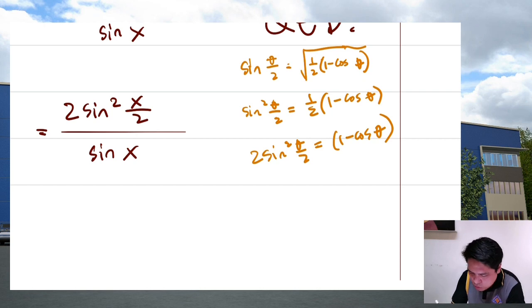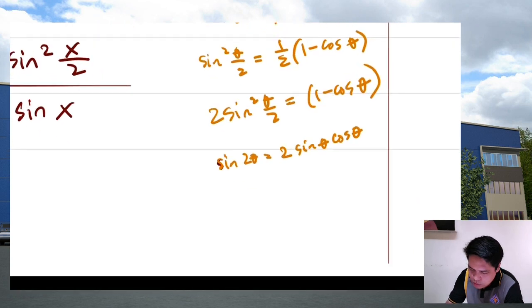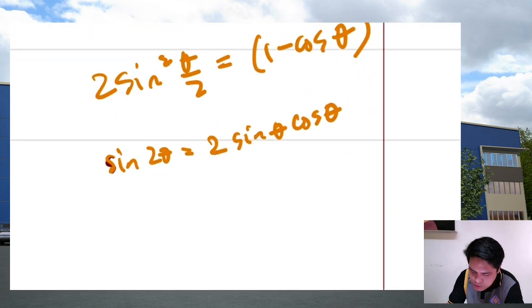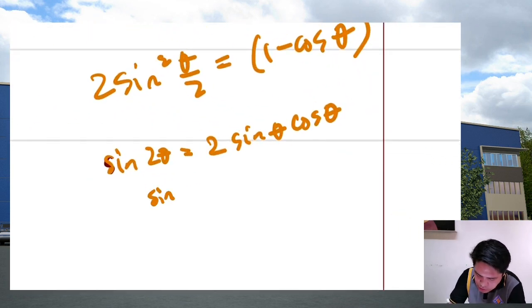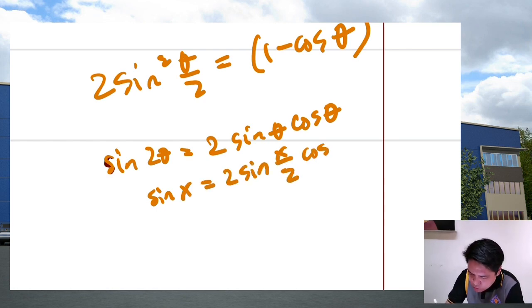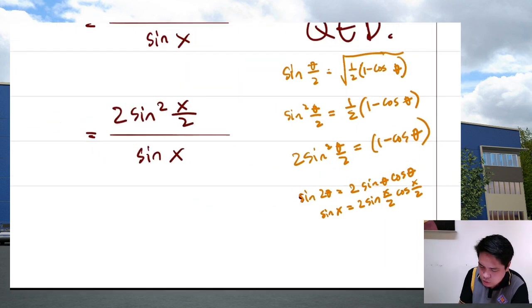So, i-recall natin this time yung sine, double angle pa rin. Sine 2 theta, that is equal to 2 sine theta cosine theta. Now, if you replace 2 theta as x, sine x is equal to 2 sine x over 2 cosine x over 2. Okay, so ito na yun dito.